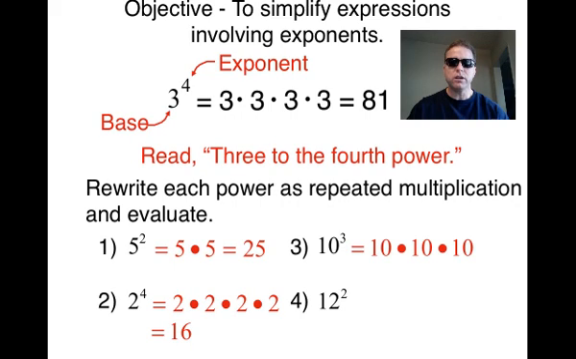10 to the 3rd means 10 times 10 times 10. Multiply that out, you get 1,000. A nice little trick for that, if you have 10 to the 3rd power, it's a 1 with that many zeros. Or 10 to any power is a 1 with that many zeros. 12 to the 2nd's not 24, it's 12 times 12, which is 144.